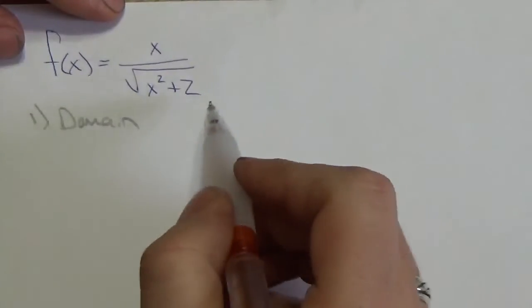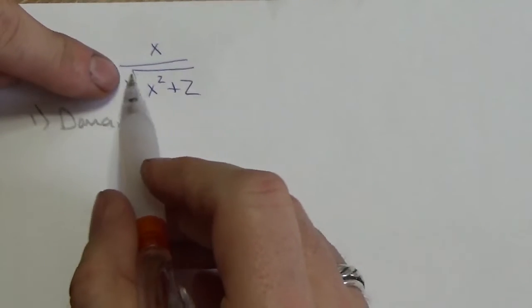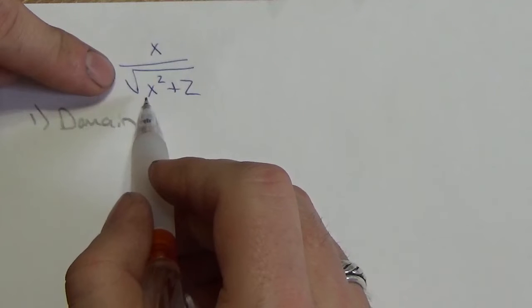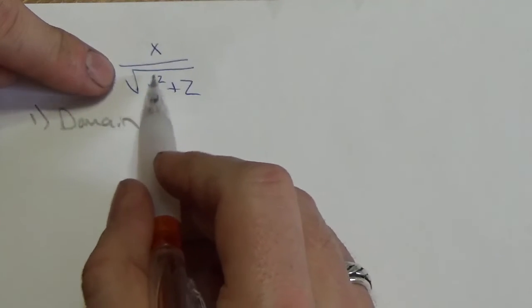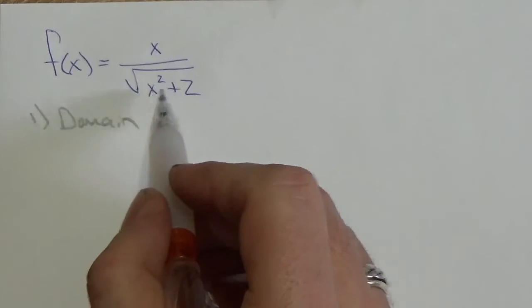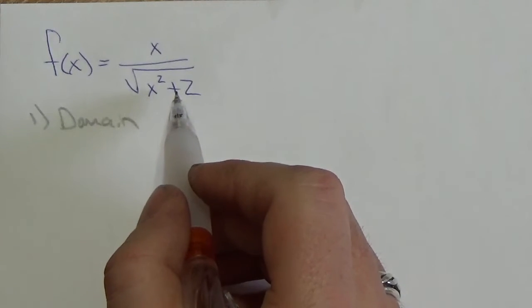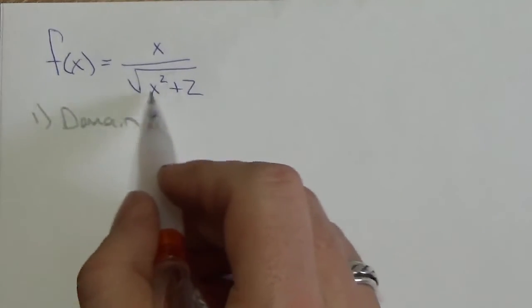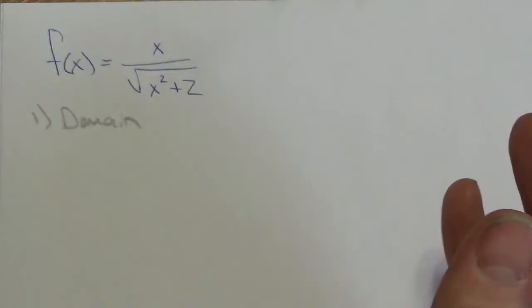But when I take a look at this, first of all, when I consider the denominator, is there anywhere where this thing could go to 0? And the answer is no. Anytime I take a number and square it, whether it's positive or negative, I'm going to get a positive result. And when I add 2 to that, that's always going to be positive. So there's no way that this is going to become 0 here.